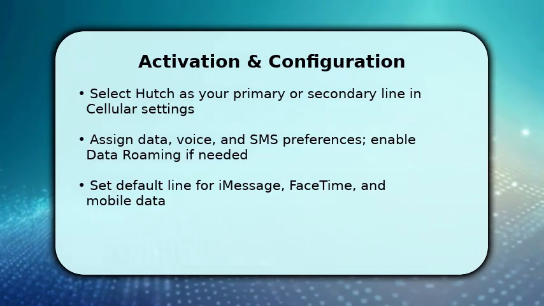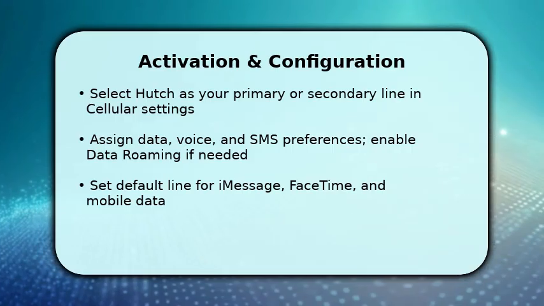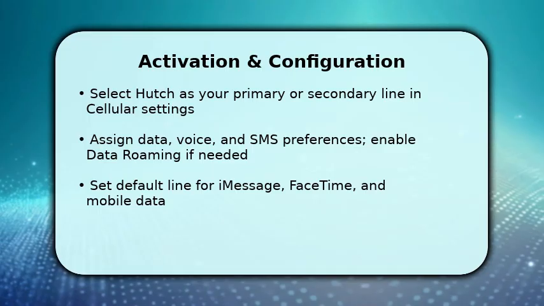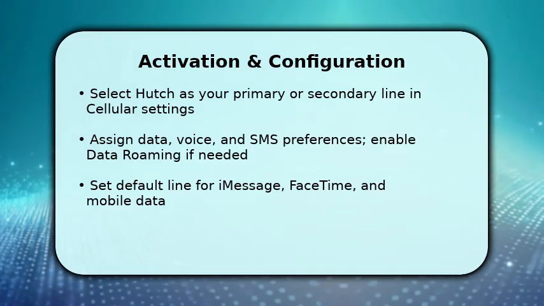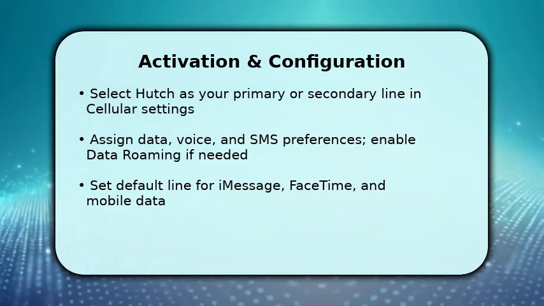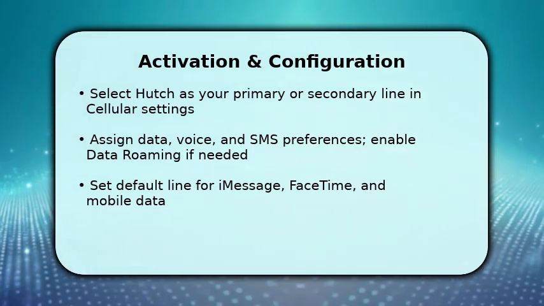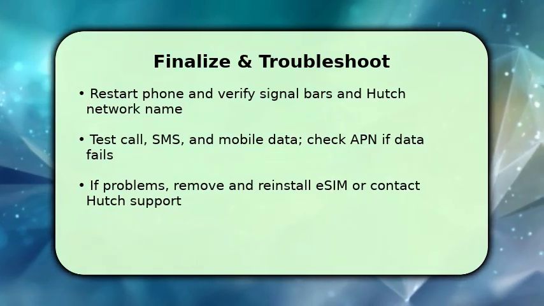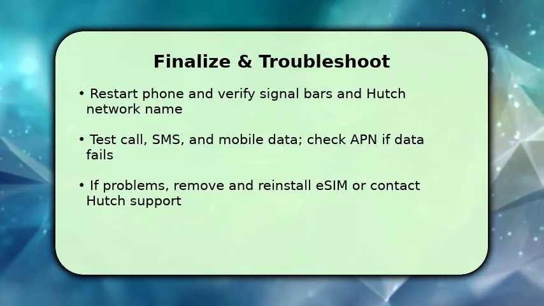This prevents routing conflicts. For international travel, toggle data roaming only when required. Once done, label the line for messaging apps and set default for iMessage or equivalent, so messages and contacts use the proper number. Finish by restarting your phone to ensure the Hutch profile fully initializes.